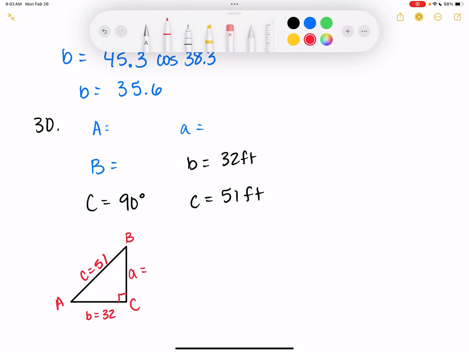Now, I have side lengths, but the only angle I have is 90 degrees, right? So, a couple different options. We can use the information that we already have and solve for angle A and B, and then do side A with that information. Or we can use the Pythagorean theorem and solve for side A first. Which way do y'all want to do it? It's not really going to matter.